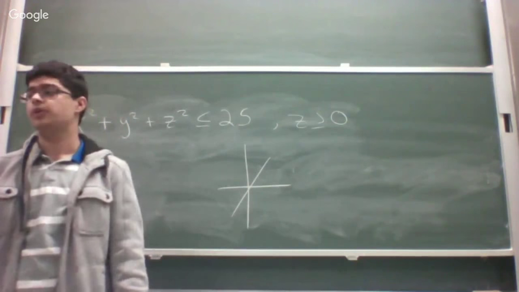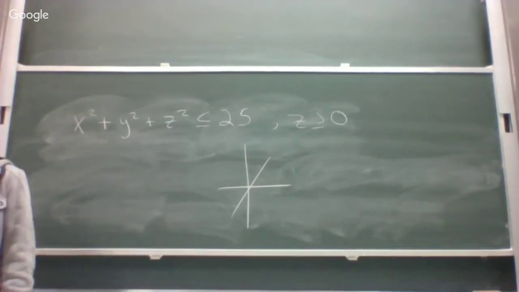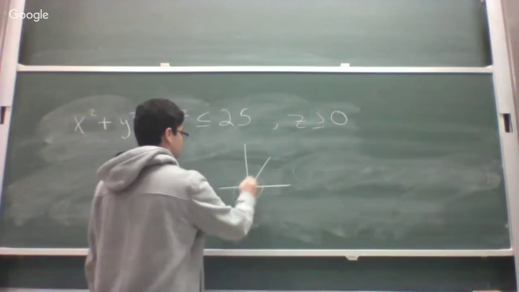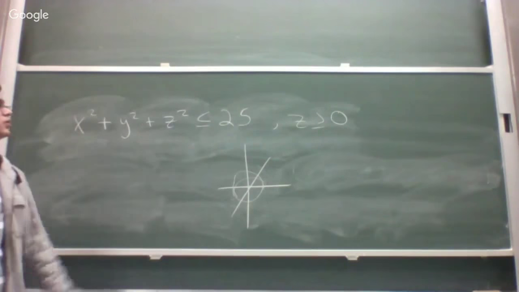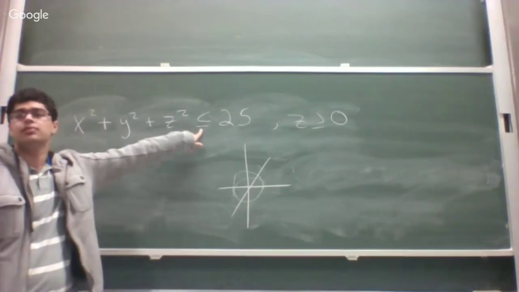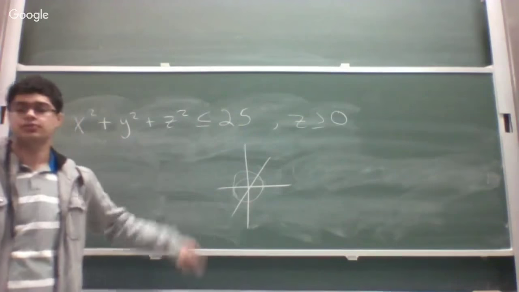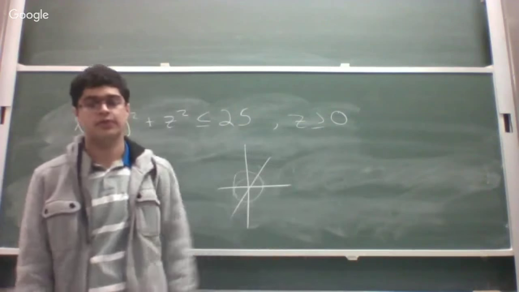Right? So what shape will it be? The top of a sphere. Something like that. What does the equal sign mean? It includes the top boundary. And then this z is greater than or equal to 0 means it's the top half.